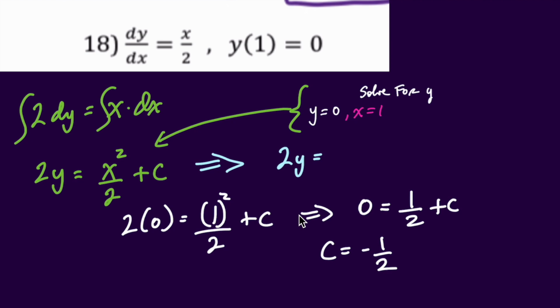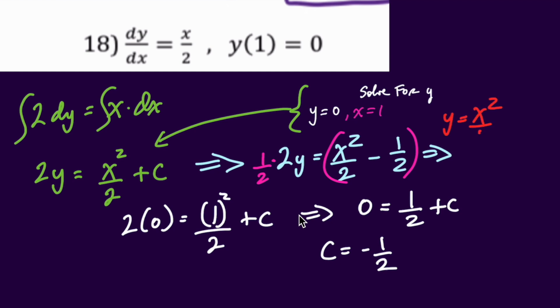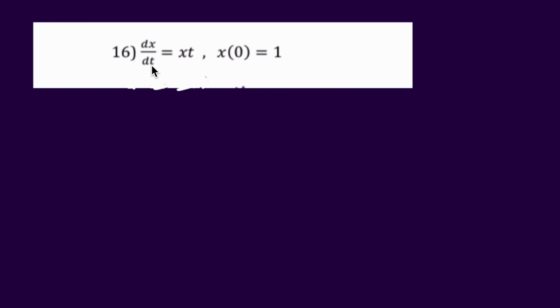We're going to have 2y equals x squared over 2 minus 1/2, and then we're going to divide by 2 everywhere, which is the same as multiplying by the reciprocal, namely 1/2. When we multiply the right side by 1/2, we're going to end up with a final solution here in red of y equals x squared over 4 minus 1 over 4, and this is our particular solution with these initial conditions.